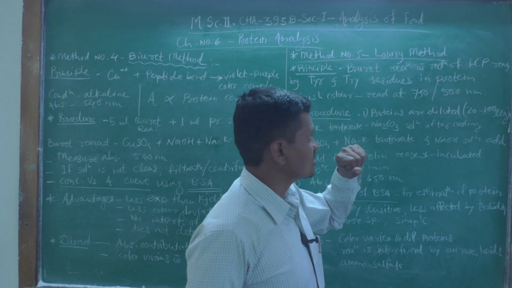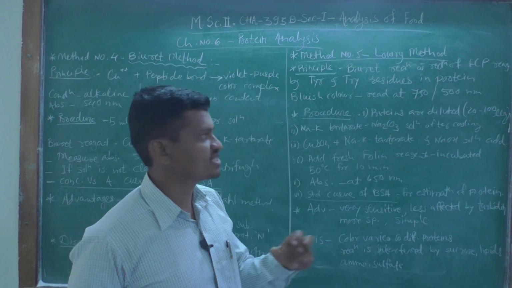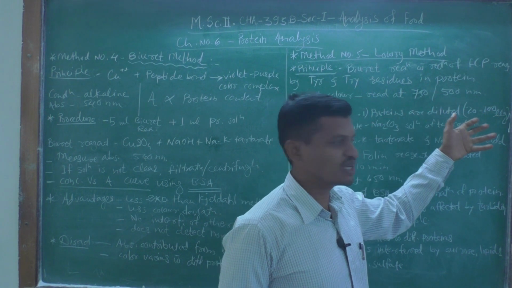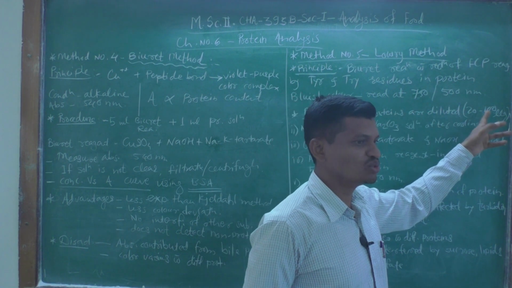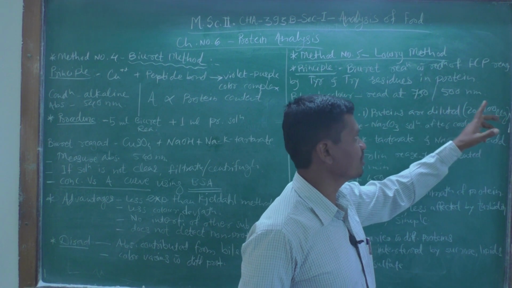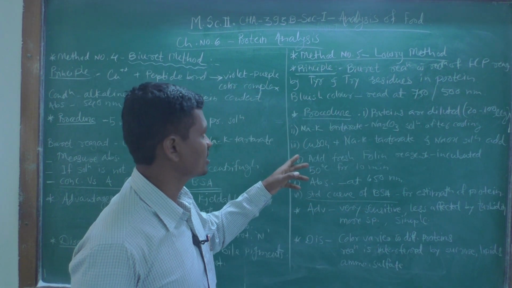The protein sample is diluted. The protein sample that we have to analyze is diluted to 20 to 100 microgram. So this is the specific range that we are going to use here for the analysis. 20 to 100 microgram is the specific range for protein analysis by this Lowry method.